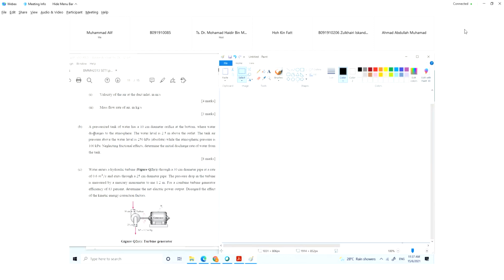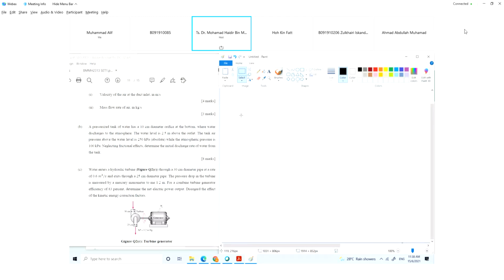Okay, go to question 2b. A pressure tank of water has a 10 centimeter diameter orifice at the bottom, where water is discharged to the atmosphere. The water level is 2.5 meter above the outlet. The tank air pressure above the water level is 250 kilopascal absolute, where the atmospheric pressure is 100 kilopascal. Neglecting friction effect, determine the initial discharge rate of the water from the tank.